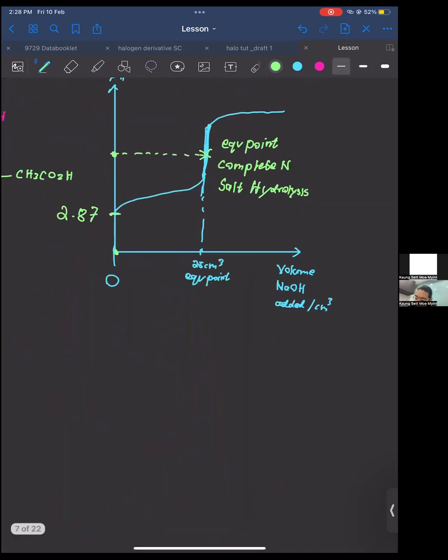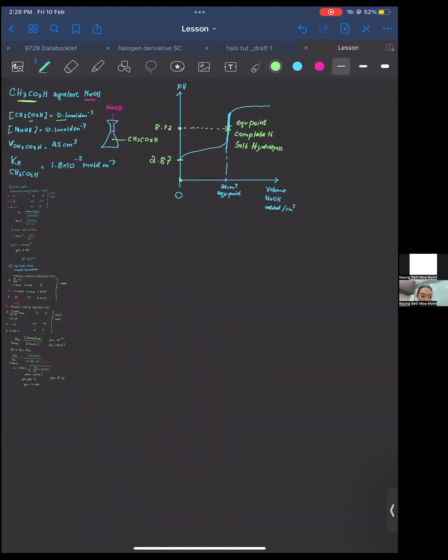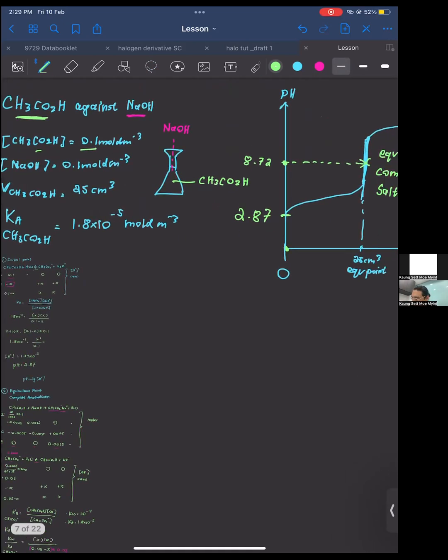Salt hydrolysis. And we found out that that region is 8.72. So I'm going to put the 8.72 over here. That is our equivalence point pH. So that is our skill number 1 and skill number 2. We are going to talk about skill number 3. And skill number 3 is buffer.